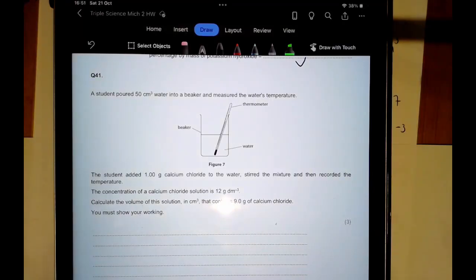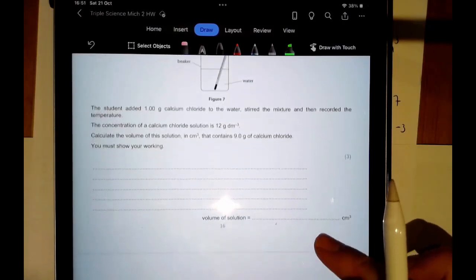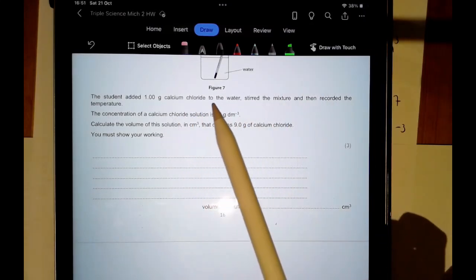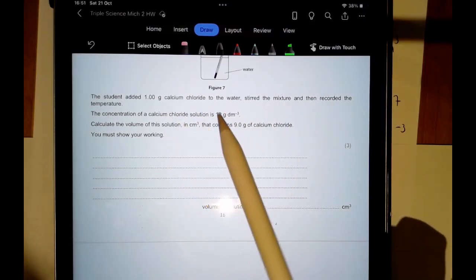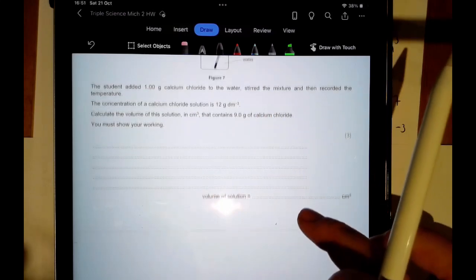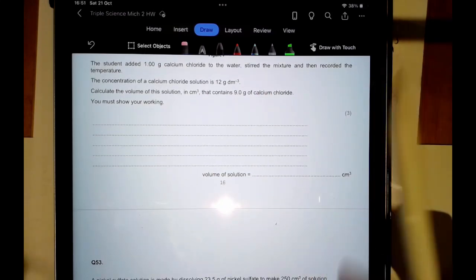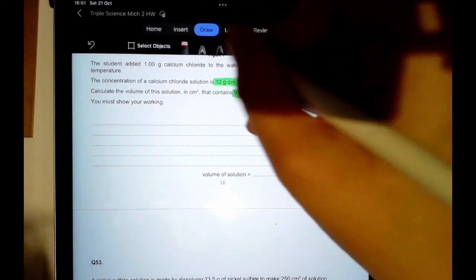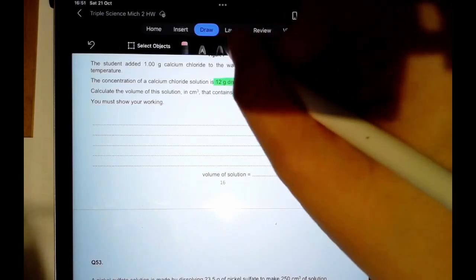So this one's actually quite straightforward, okay? They tell you that you are dissolving calcium chloride and your concentration is 12 grams per decimetre cubed. They want you to calculate the volume that contains 9 grams of calcium chloride. So they have given you two things. They've given you a concentration and they have given you a mass, and they're asking you for a volume, okay?